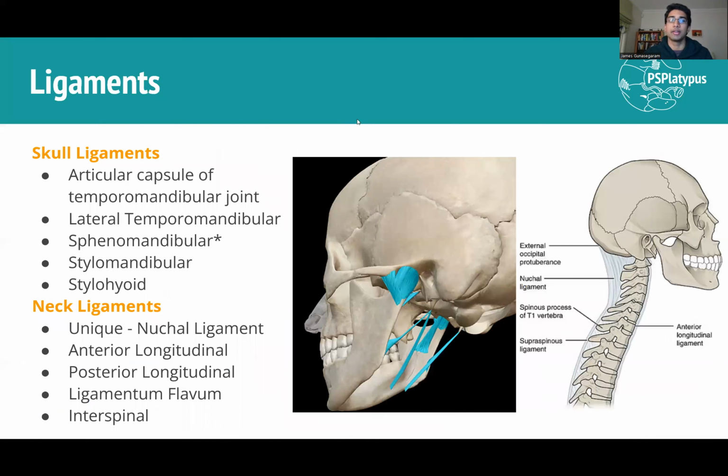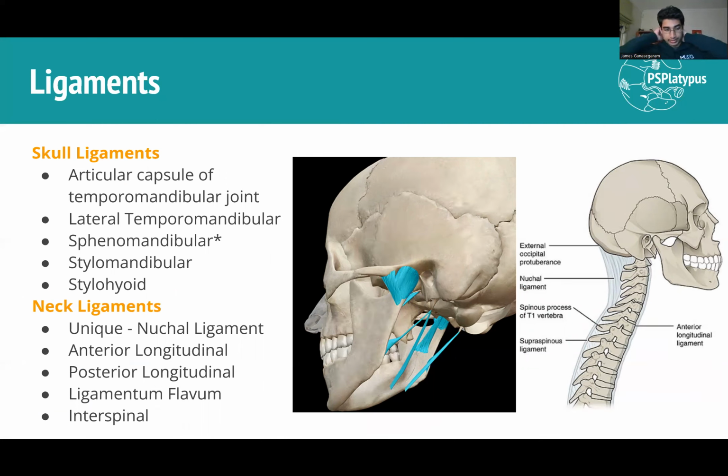Okay, skull ligaments. There are not very many of these. Why? Because there are not many joints, and ligaments really have mostly to do with joints. So we'll start with the neck, actually. Most of this is stuff you already know. If you think back to all of the stuff we learned about the spine, these are all just those ligaments. The one that is unique to this area is the nuchal ligament.